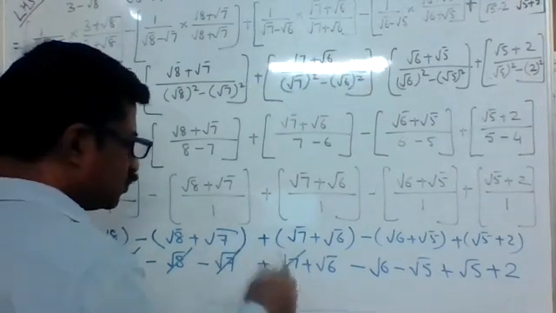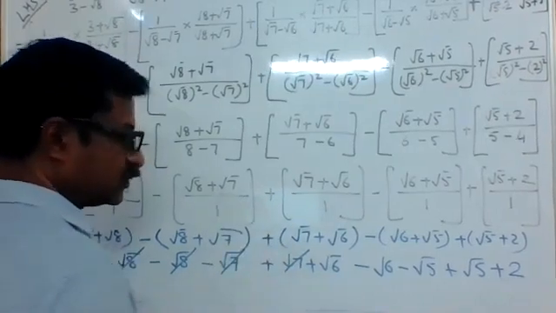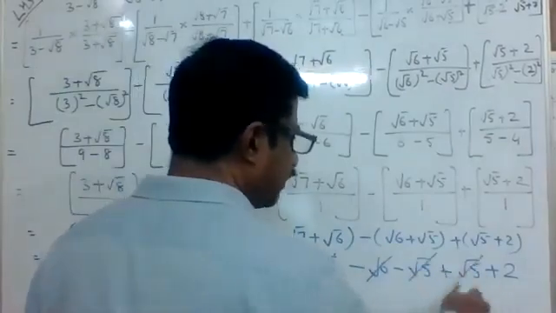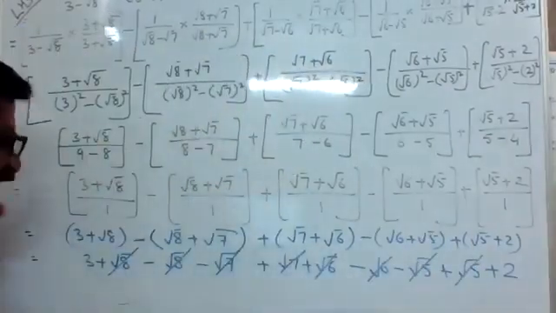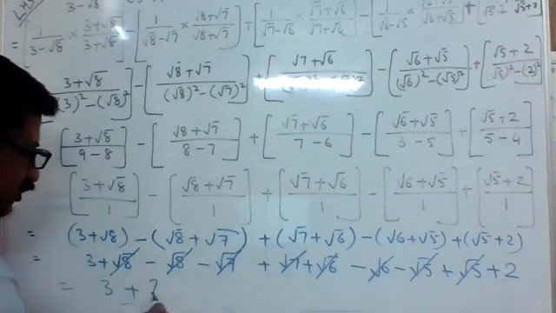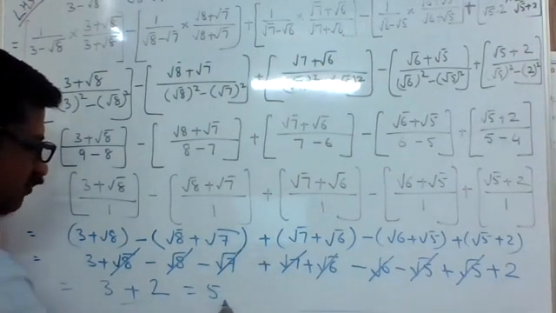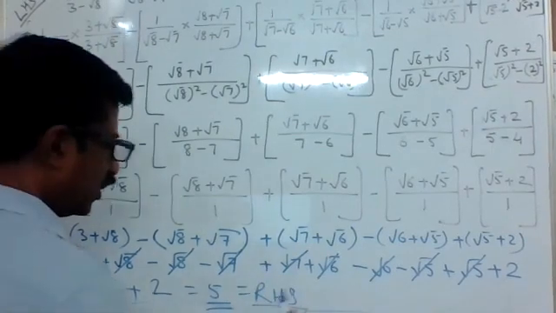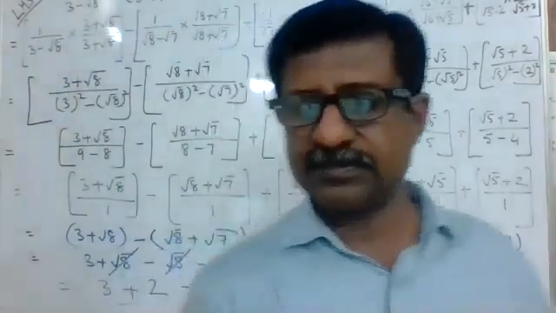Minus root 7 plus root 7 is also 0. Root 6 minus root 6 is also 0. Minus root 5 and plus root 5 is also 0. Cancelled. Now what are left? 3 is left here, and at last we got 2. 3 plus 2, which is equal to 5, which is our RHS. That only we have to get.